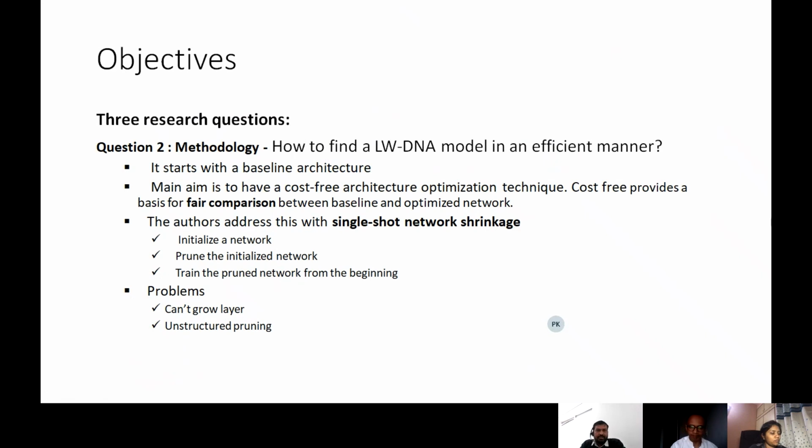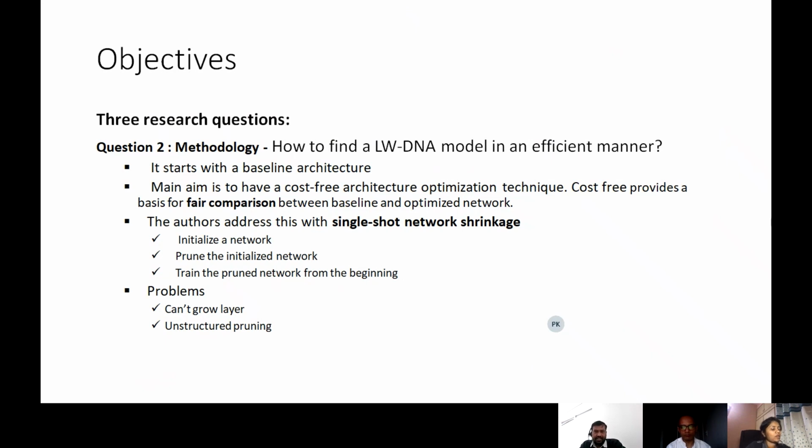And then the second key problem is how to find this LWDNA model in a more efficient manner. So the first thing it does, it starts with a baseline model. And then the main goal of this is a cost-free architecture optimization technique. Cost-free provides a fair comparison between the baseline and the optimized network. And in this paper, the authors use the single-shot network shrinkage method to find this optimized model.